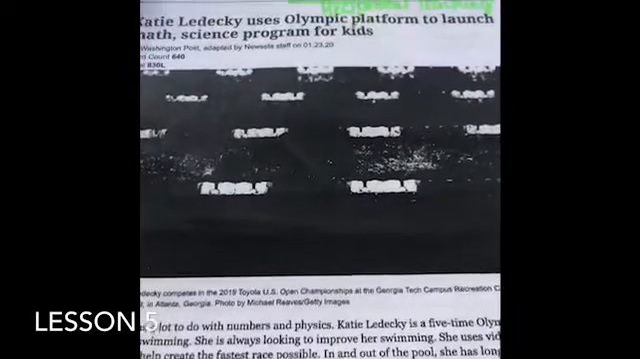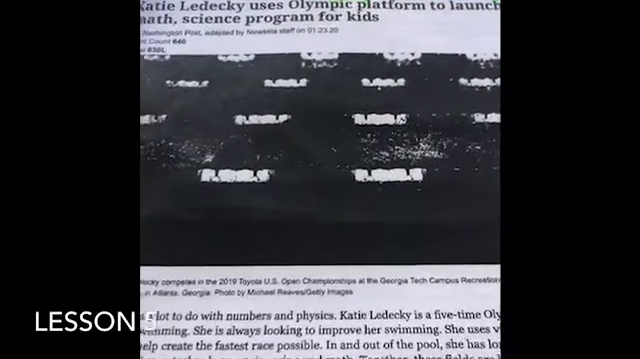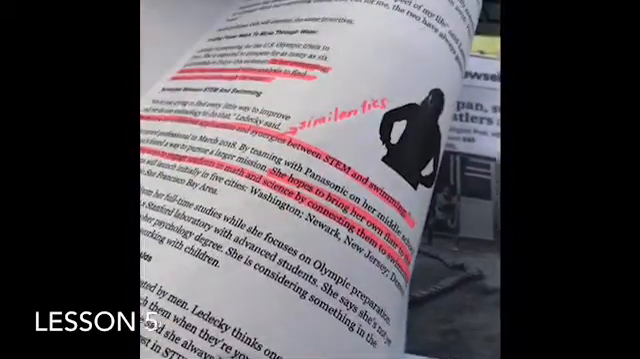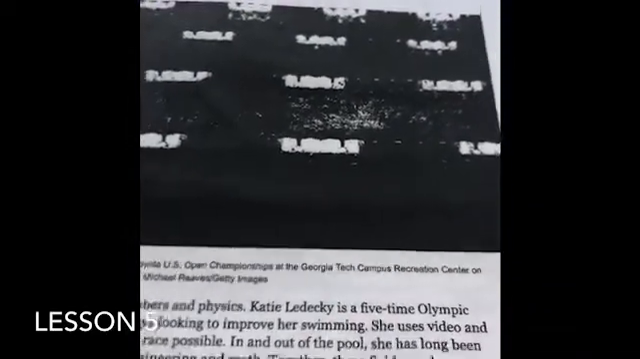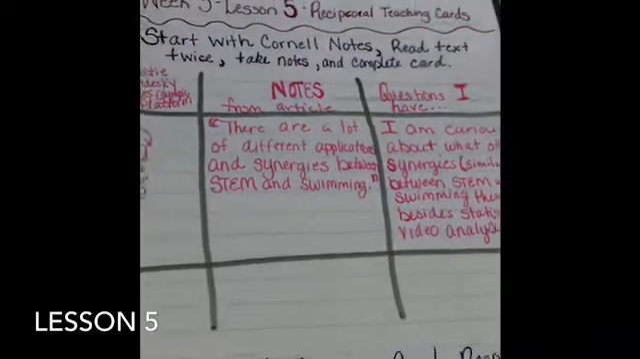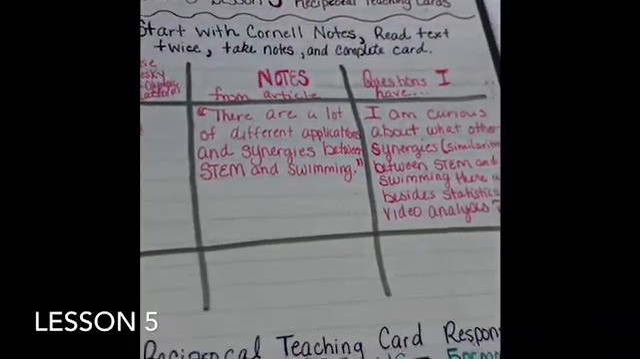Now, the first thing I did is I set up some Cornell notes, and after I read it, I started taking some notes from the article. So as you can see, I did that after I read it. And then what I wanted to do is, I read the text twice. Then you're going to take notes from your highlights and complete your card.